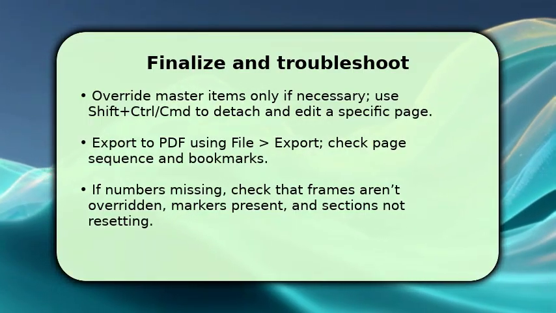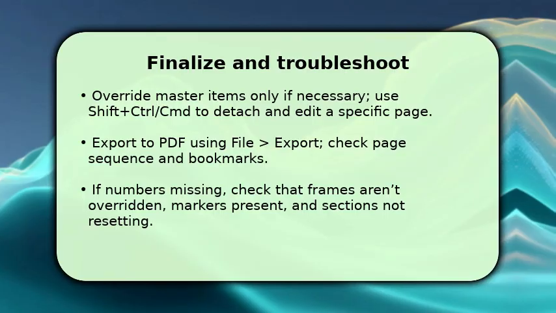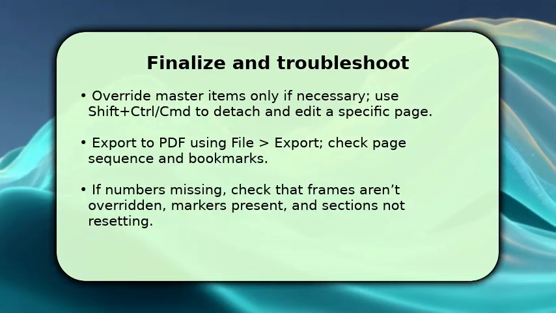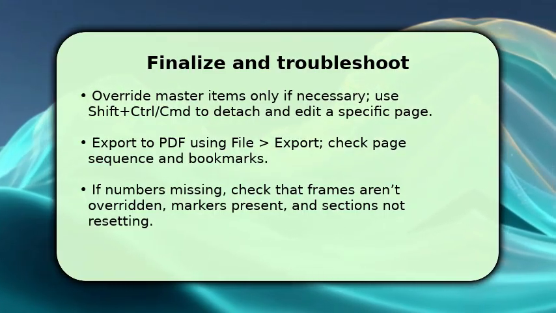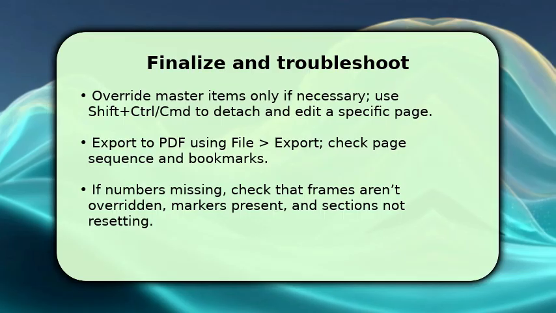If you need a unique number on a single page, override the master item with Shift plus Control on Windows, or Shift plus Command on Mac, and edit that instance. When exporting, make sure page ranges and bookmarks reflect the order.